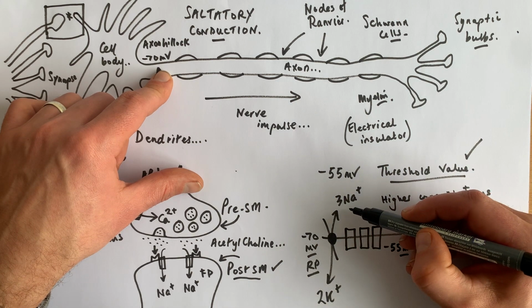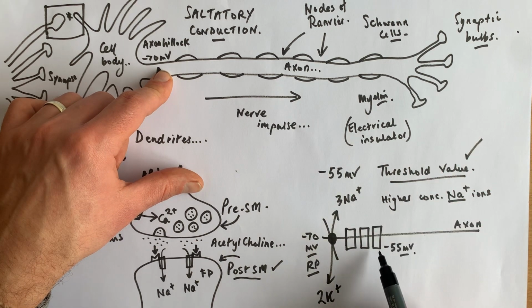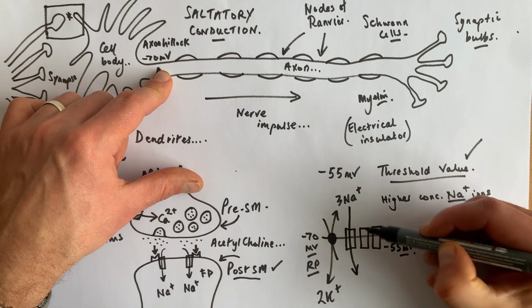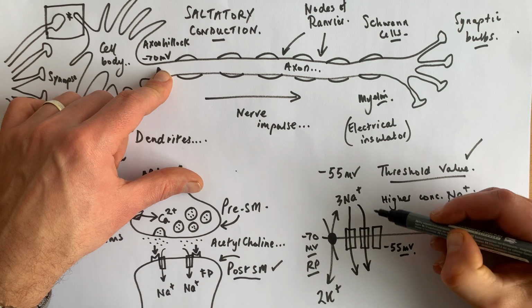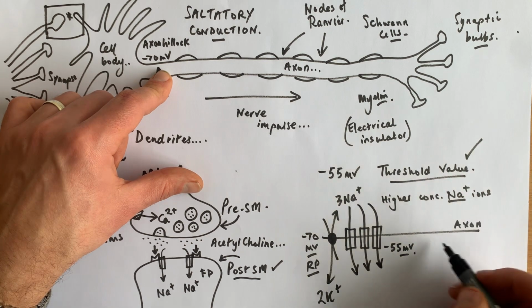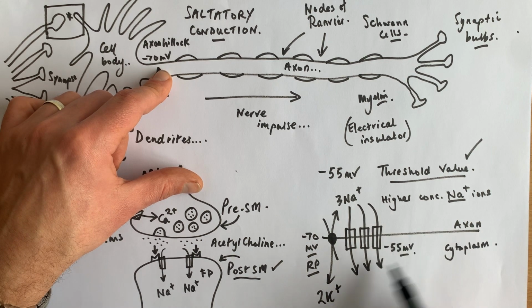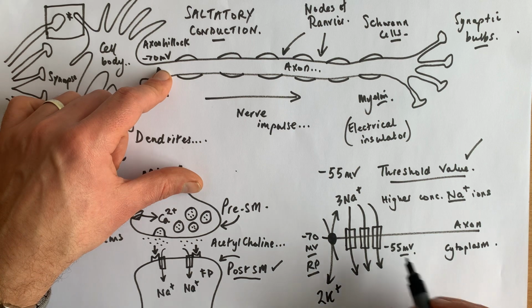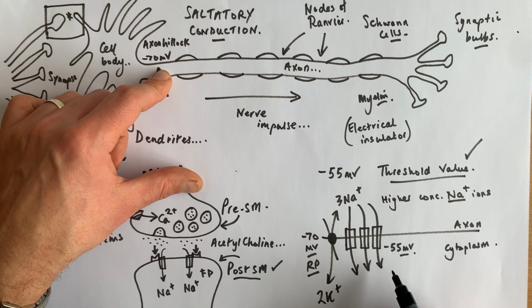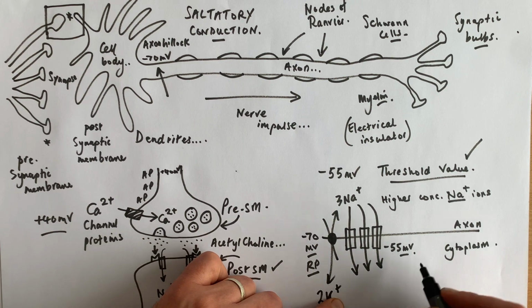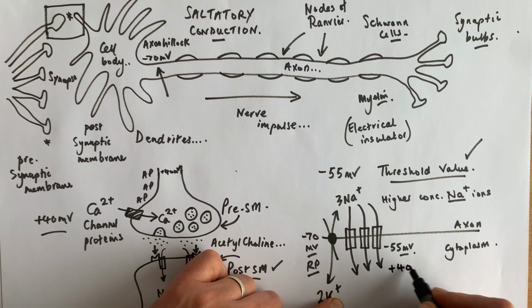Now, because there's a concentration gradient and the sodium channels are voltage gated and they open at threshold, it means the sodium can now diffuse into the cytoplasm of the axon. So this would be the cytoplasm in this part of the picture. And that's going to reverse this membrane potential from the threshold of minus 55 millivolts all the way up to plus 40 millivolts.